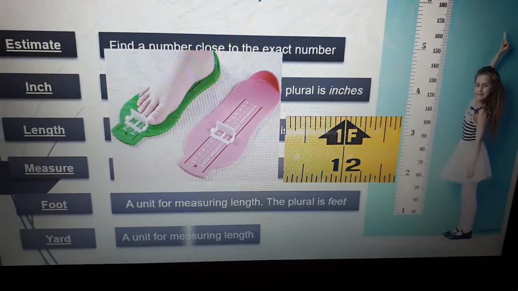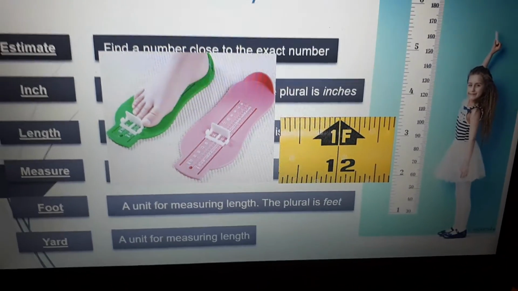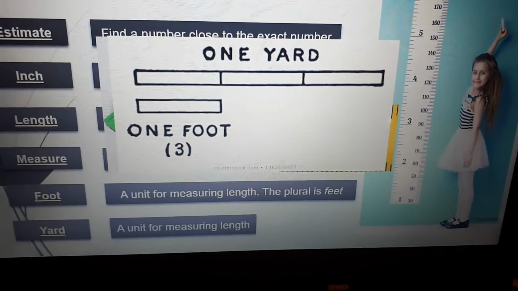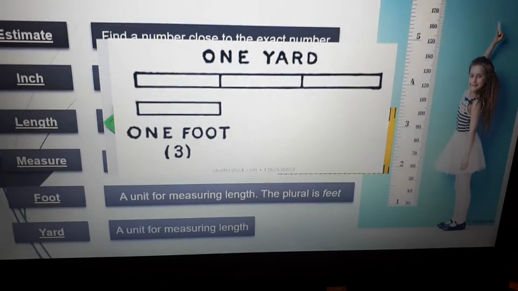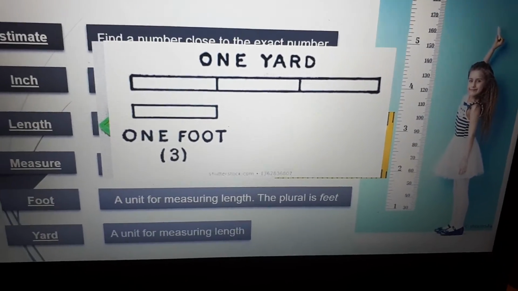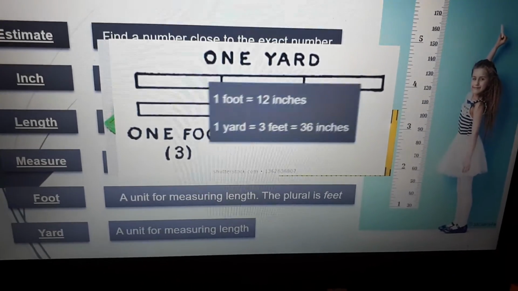We have yard. Yard is also a unit for measuring, and each 3 feet equals 1 yard, and each 1 yard equals 36 inches.